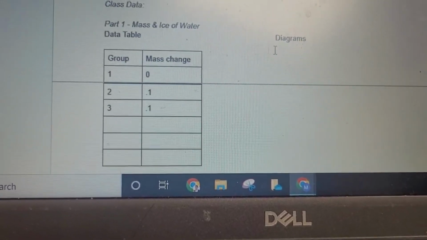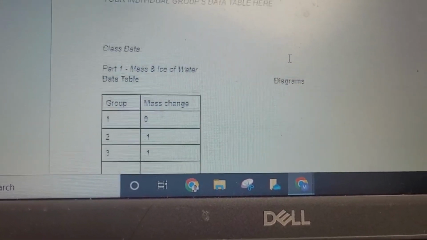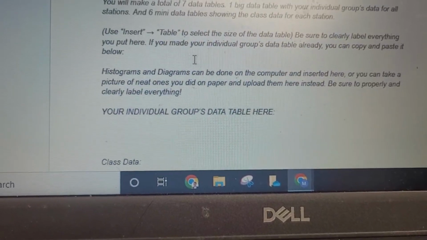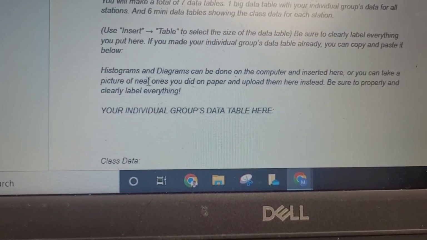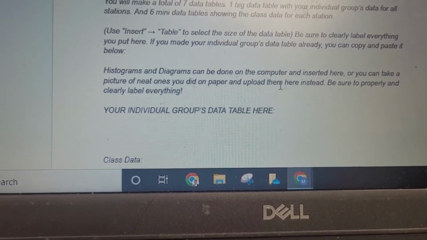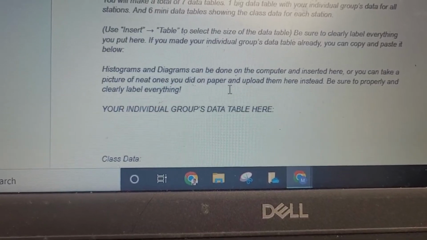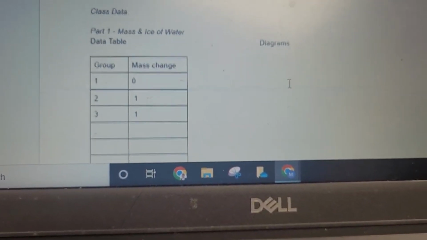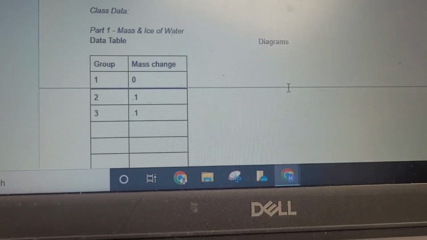Now for our diagrams portion, okay? And this really should say particle diagrams. And the particle diagrams, just like the histograms, you can do them on the computer and insert them there. Or you can take a picture of ones that you did on paper and upload them here instead, okay? So I'm going to show you real quick how we do the diagram.